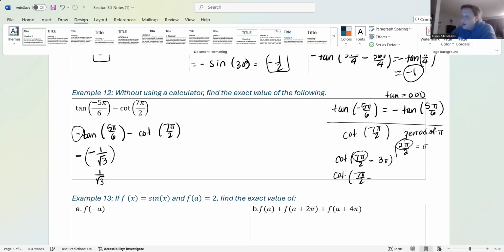But remember, we're writing pi now as 2 pi over 2. So that's going to be 2 times 3 pi, which is 6 pi over 2. So I get cotangent of pi over 2.